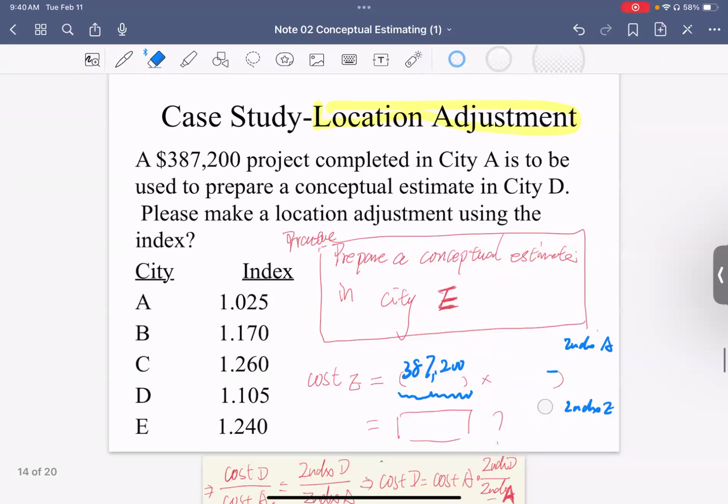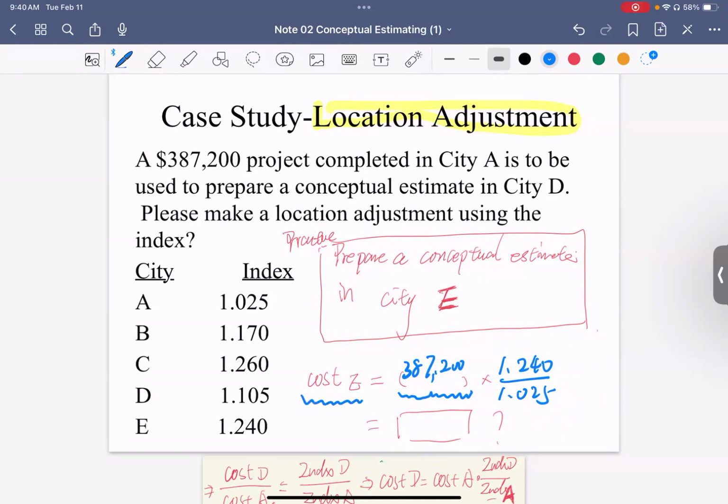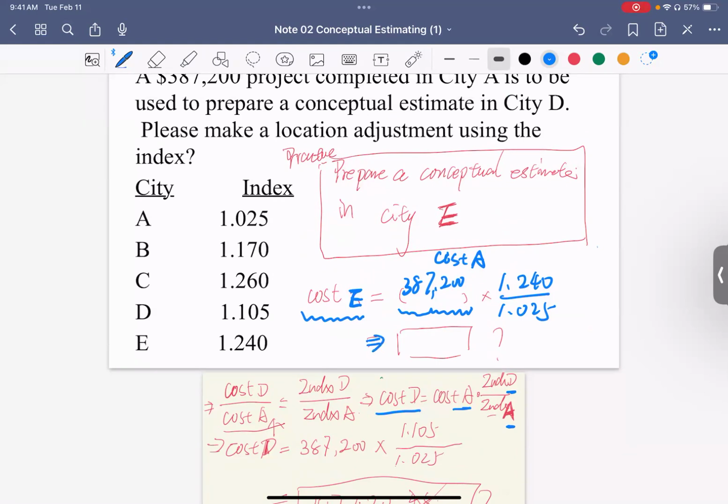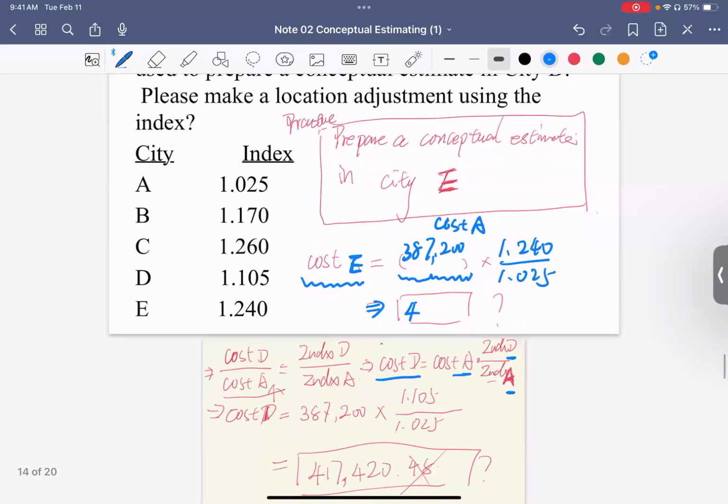Yes. Okay. So we are getting 1.240 divided by 1.025, because you're going to look at the cost for E, and you know this is the cost for A, right? So if you look here, cost D, index D, cost A, and this one is on the bottom. All right. So what's the number here? The last number for the total cost should be more than this one. I think it's more than 400 and some thousand. Yeah. What's the number here? It's 468,000.